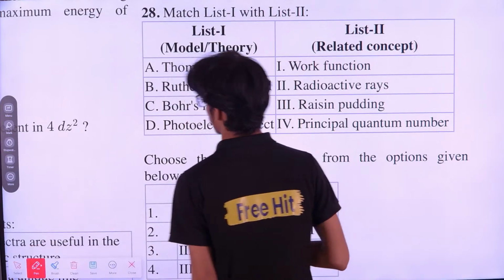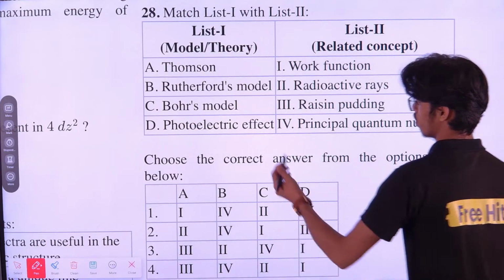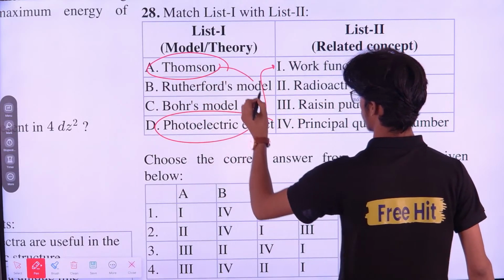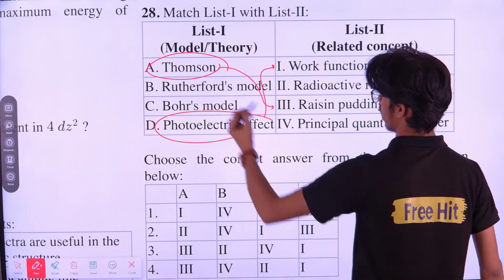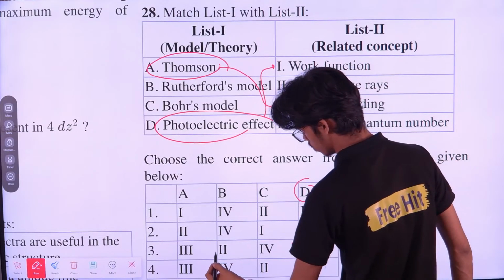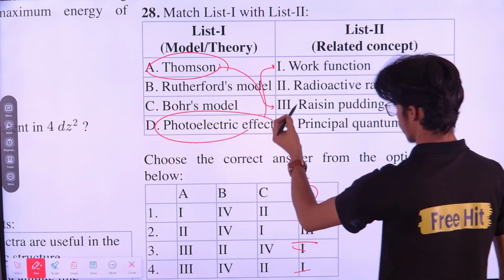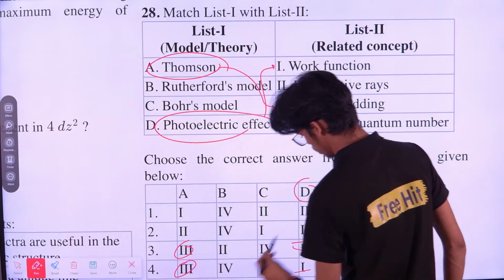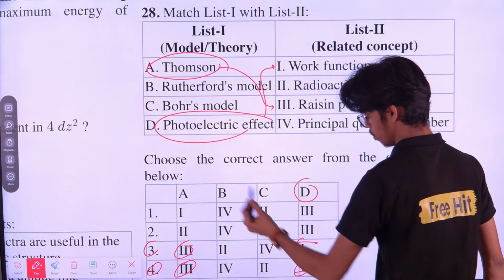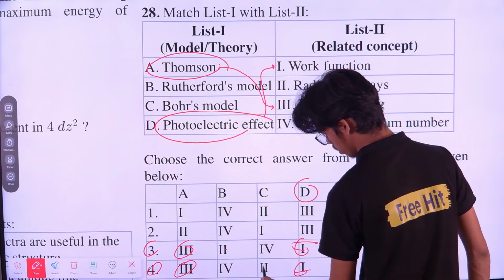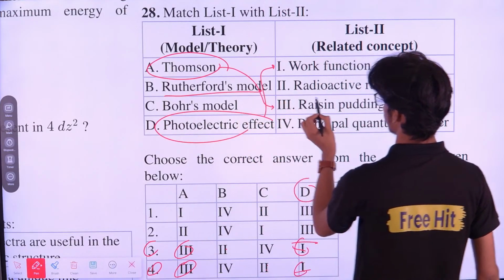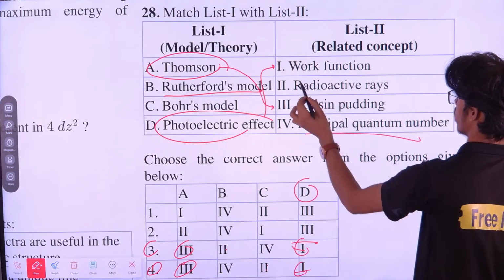Now, see, photoelectric effect is always related to the work function. Got it. Thomson is always related to the ray, right? So D is 1, A is... no, A is third. Sorry, A is third. D is 1. Okay, 3 or 4, one of them can be the answer. So for BC, either second is B or second is C. Let's see. Rutherford's model, and we are left with what? Principal quantum number and radioactive rays.